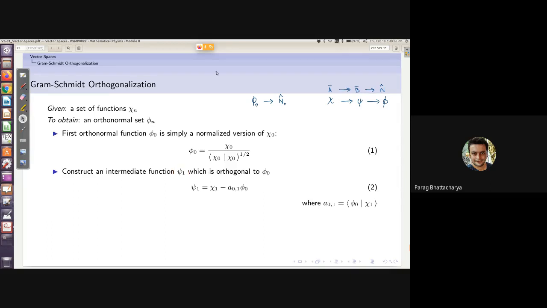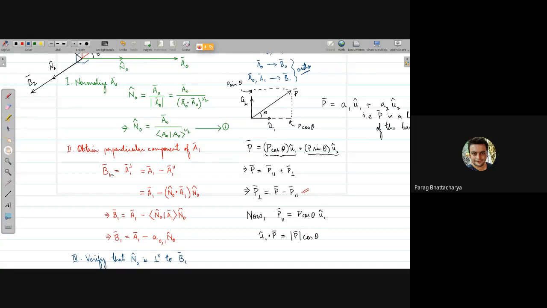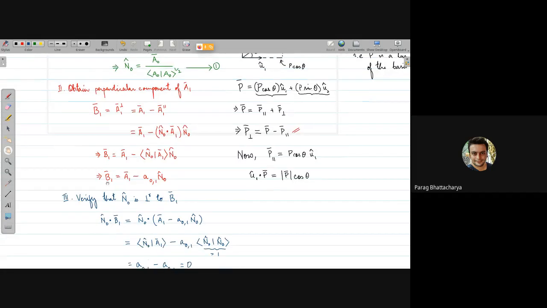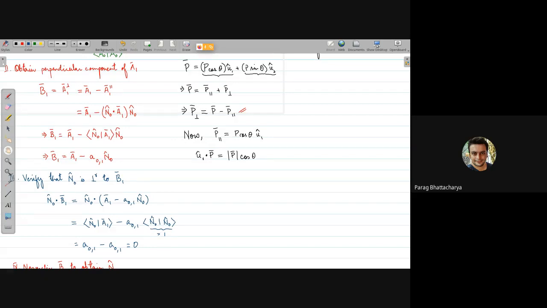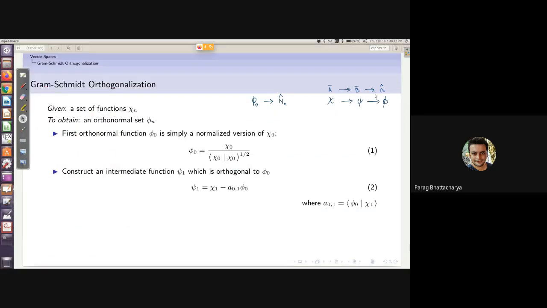Which is the psi 1? Psi 1 is your b1. And what is b1? B1 is a1 minus a naught, n naught. Okay, so we could just do this over here. A, B, N, chi, psi, and phi. Let me just try to do this over here.